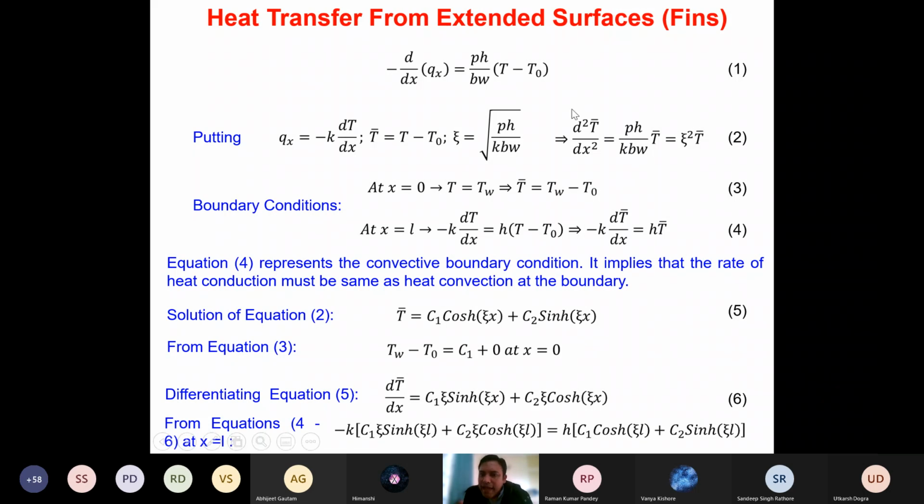So we can get the analytical solution of this equation as T bar equals C1 cos hyperbolic zeta x plus C2 sine hyperbolic zeta x, and then we wanted to apply the boundary conditions. So far everything is clear to everybody? Hello? Does it make sense to everyone? Yes, sir.